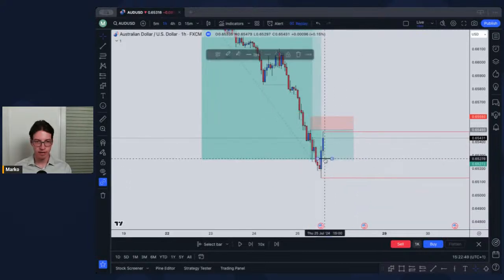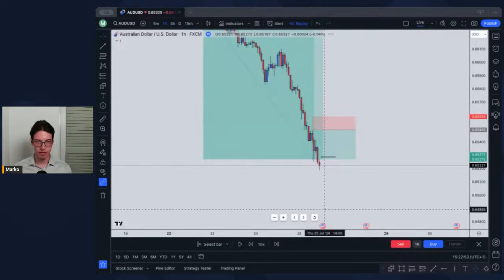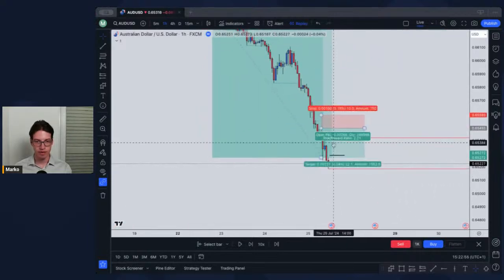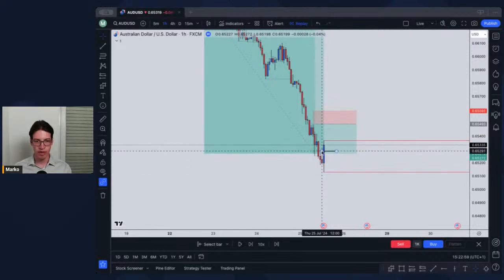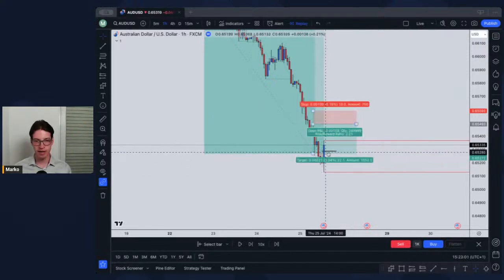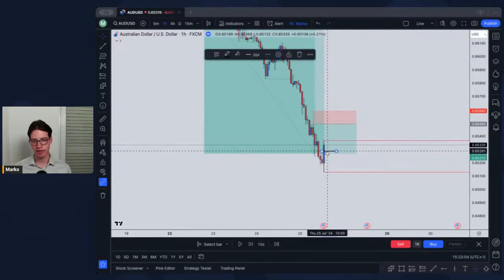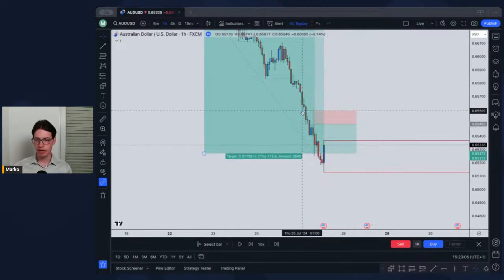Okay. We can replay it a bit. So we pulled back, broke the low. I moved the stop loss 2 pips above this high, and then we broke the high and I got taken out of the trade. I did also take a scale-in.